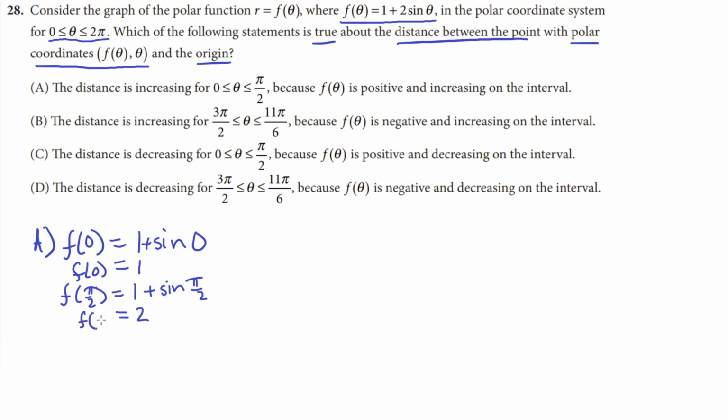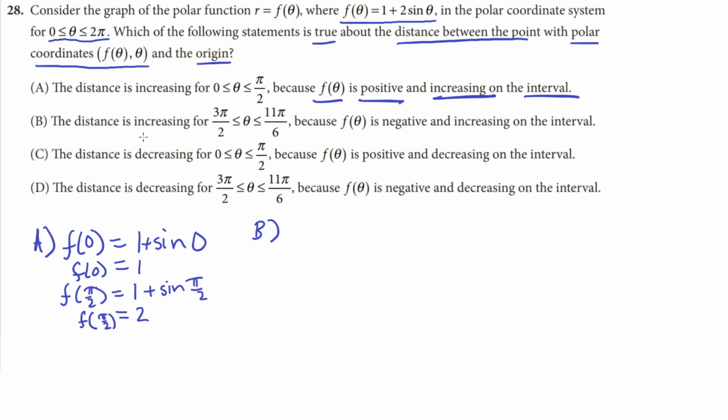So that means f of pi by 2 is 2, and it started at 1 at 0. So that means f of theta is positive. These are both positive, and increasing on the interval. So we went from 1 to 2, so that is increasing. So this seems all correct, but let's just make sure that the other answers are wrong.